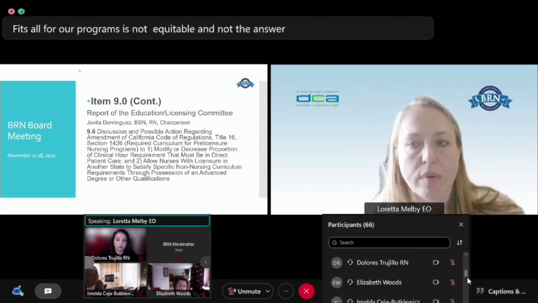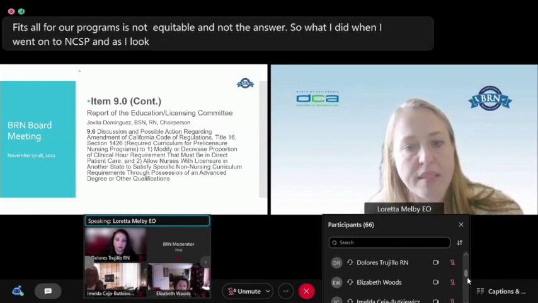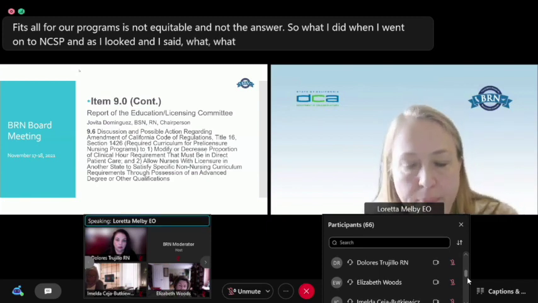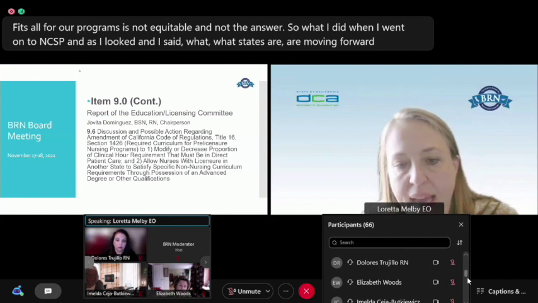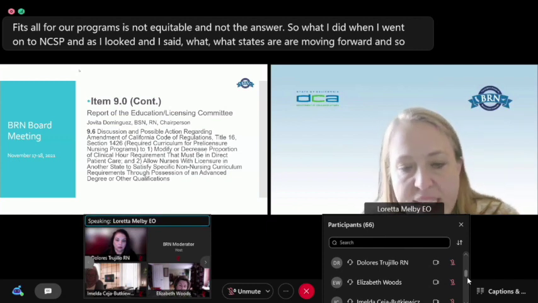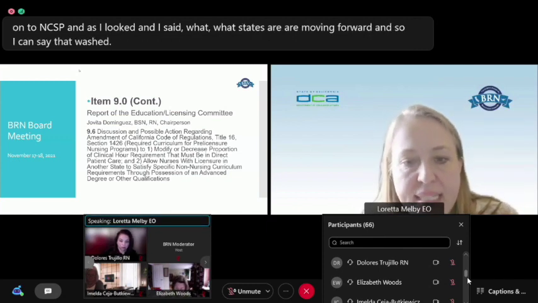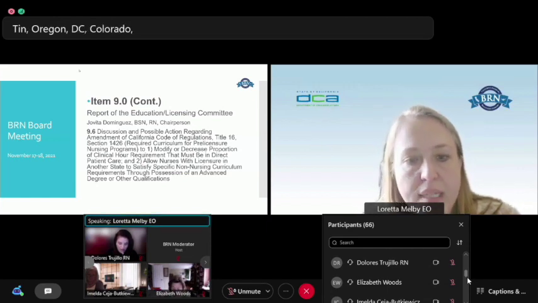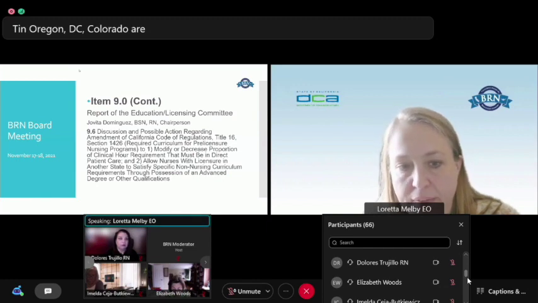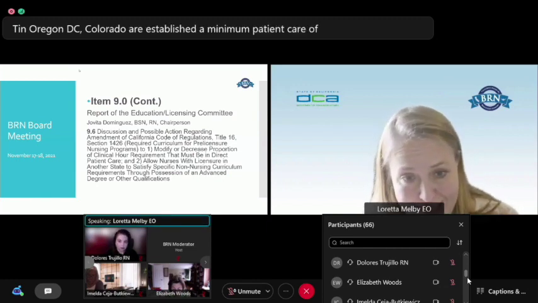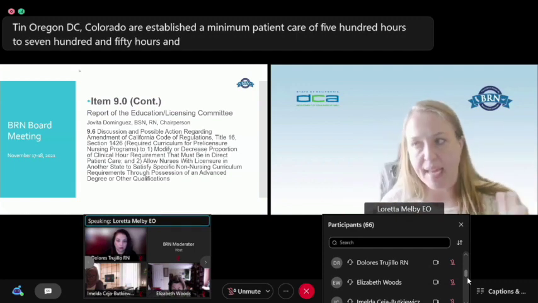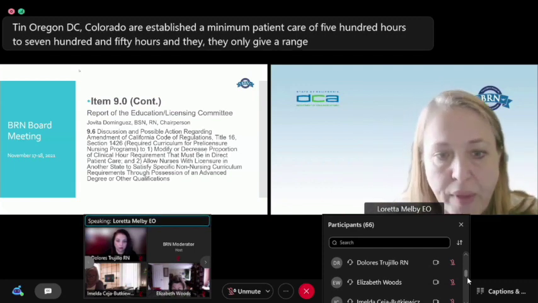So what I did when I went on to NCSBN is I looked and I said, what states are moving forward? And so I can say that Washington, Oregon, DC, Colorado have established a minimum patient care of 500 hours to 750 hours. And they only give a range. I can get the specifics if you guys need me to.